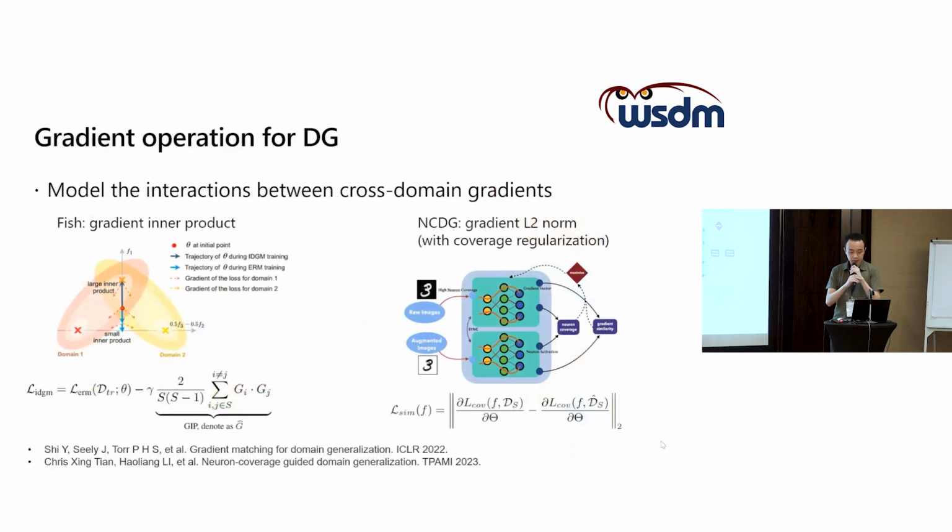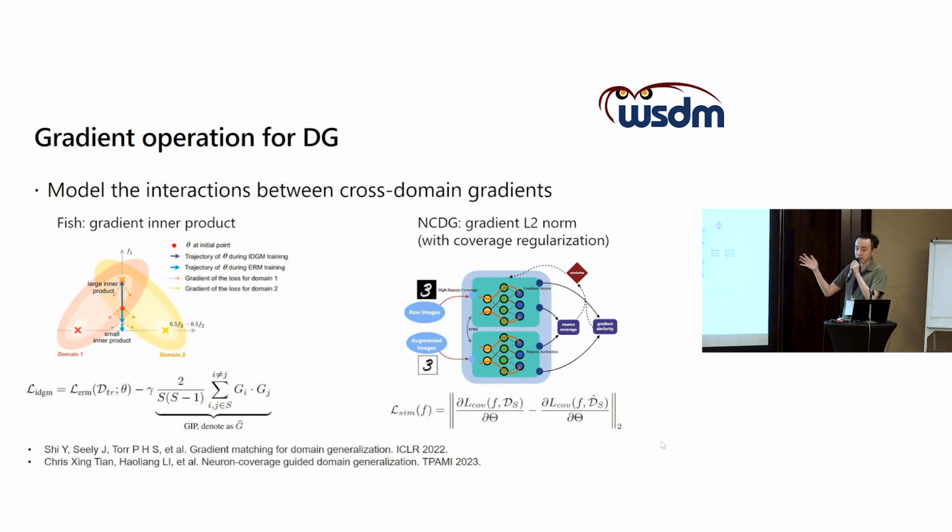Okay. So now I have finished the part on ensemble learning. Now I want to introduce the third part, which is about this gradient operation. This gradient operation for domain generalization is quite interesting. You may wonder why gradient can be applied. So the idea here is that gradient actually determines the optimization directions of our models.